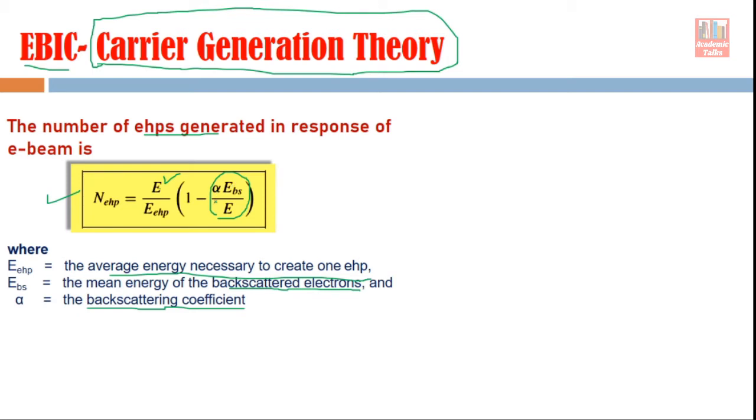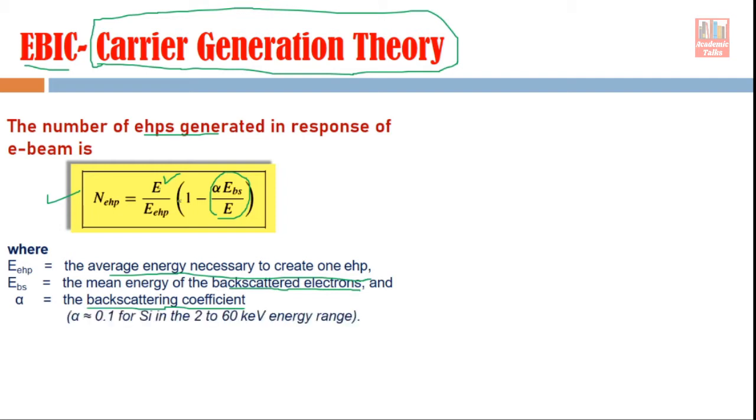In that case this part will become 0, and the number of electron hole pairs generated in the semiconductor will be highest. But if it is non-zero, then this part will be subtracted from 1, so this part will be multiplied by a fractional number. That way the number of electron hole pairs which are produced will reduce.